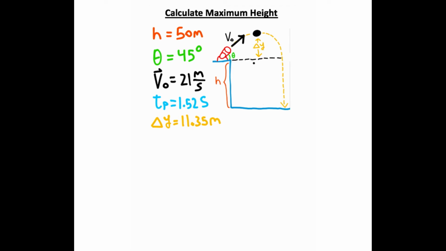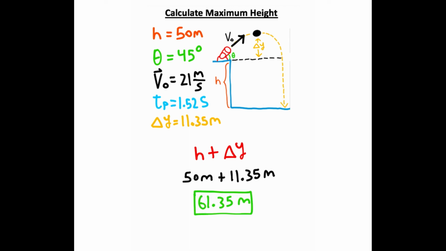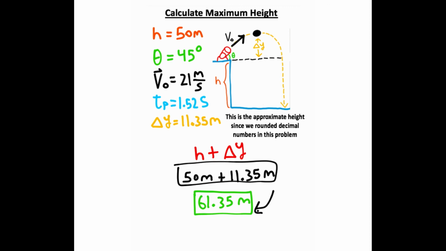But if we want to calculate the total distance right here, what you need to do is factor in this height that we're initially at. So all we need to do is take our initial height and add it to the delta y that we just calculated. Well, our initial height was 50, and our delta y was 11.35. So if we add these two numbers together, we're going to get 61.35 meters. And that right there is the maximum height that this ball is going to travel when you launch it from a cannon off of a 50-meter cliff.